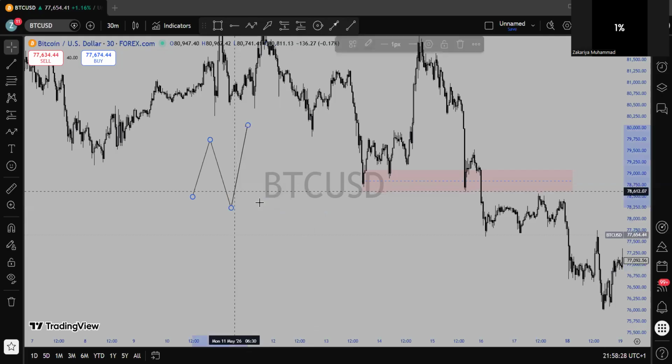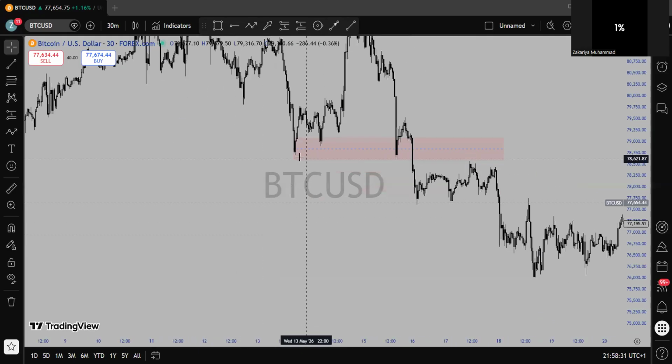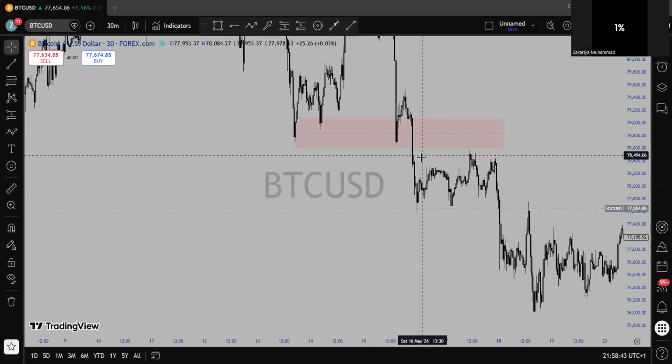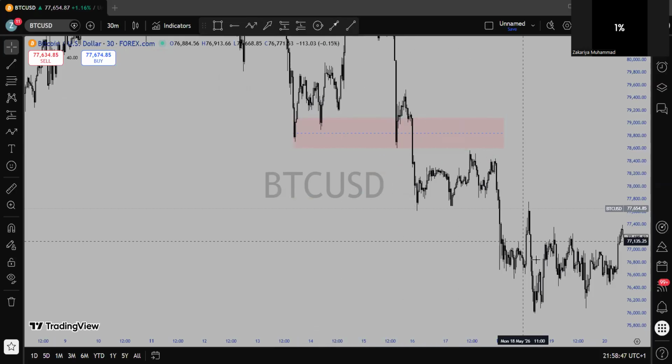I think I did that in our last class. So you see market tapped into that zone. It is a mitigated order block, so there is low probability for market to come and tap into that zone. Then you look for another breaker block. You can trade that one if you have a clear inducement. As you can see, there is a clear inducement and market did not tap it and started selling.